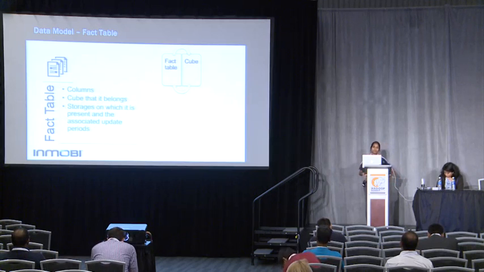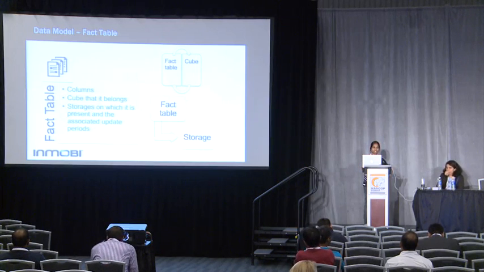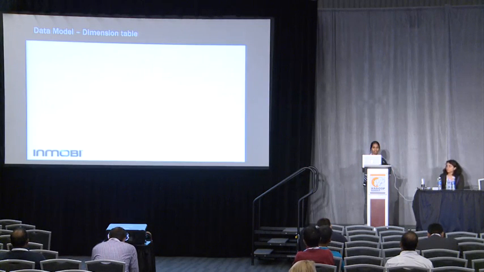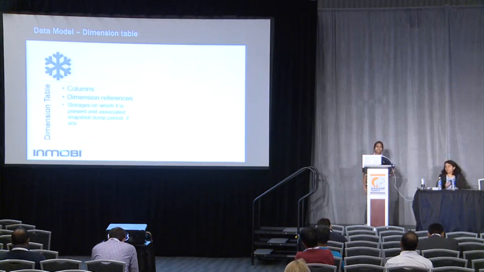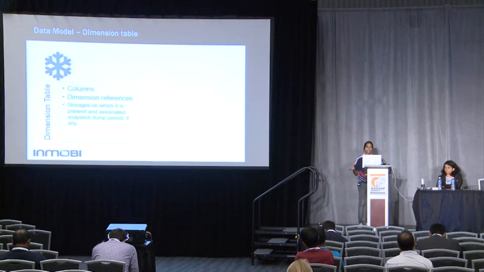So a fact belongs to a cube, and a cube will have multiple facts. That is the relationship that it shows. And then the fact table is present on the storage. So going to the dimension table. The dimension table is again a table, which is usually slow changing data. So a fact table is something that doesn't change. Once it is there, it doesn't change. But a dimension table is a changing one. So it will have columns, and it can again have references to other tables.